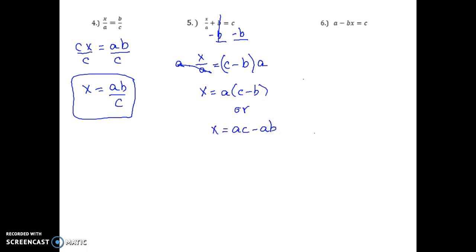Okay, now number 6, we're solving for x, so we're going to subtract our a. When we do that, we've got negative bx is equal to c minus a, and then we're just going to divide by negative b. x is equal to (c minus a) divided by negative b.